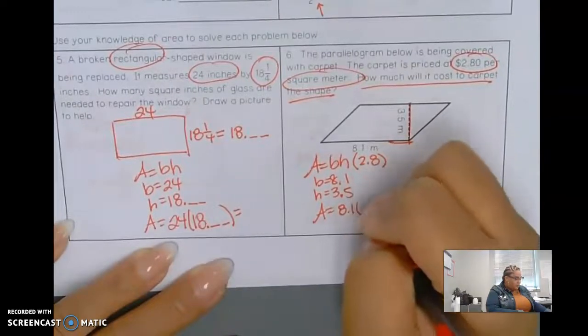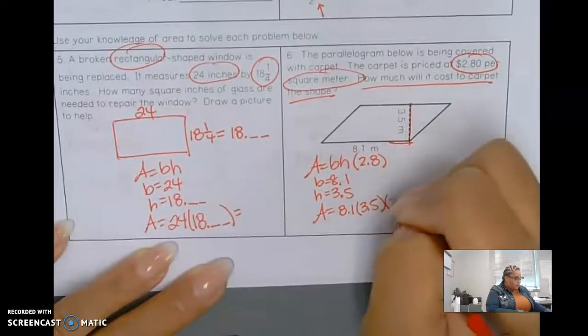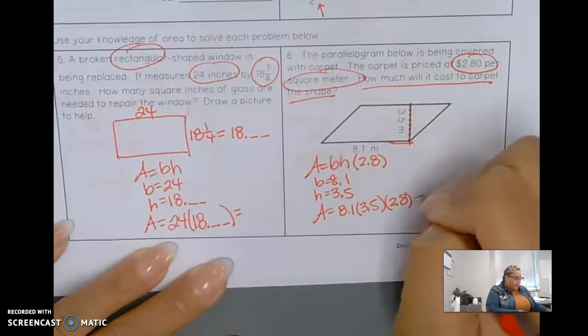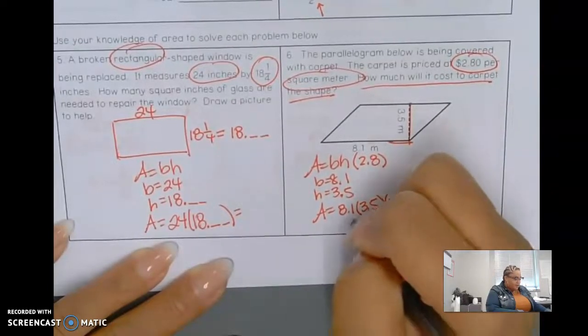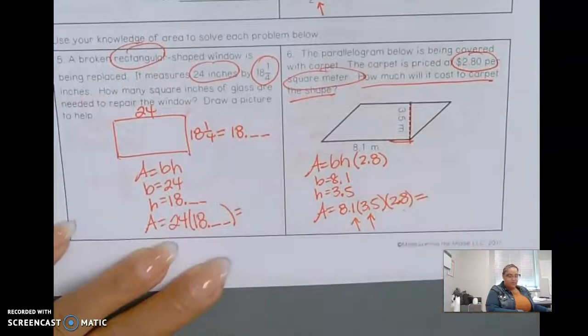A equals 8.1 times 3.5 times 2.8. That will be your answer. Do 2 numbers at a time first and then multiply by the third.